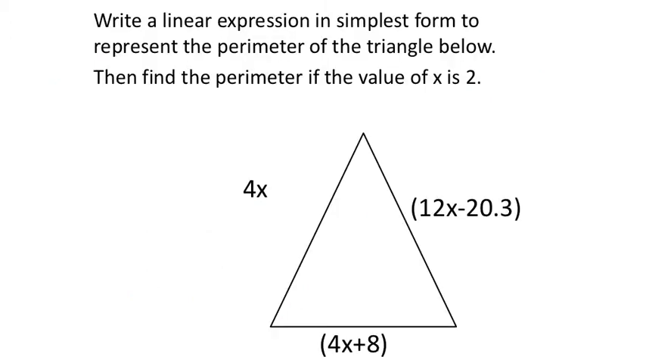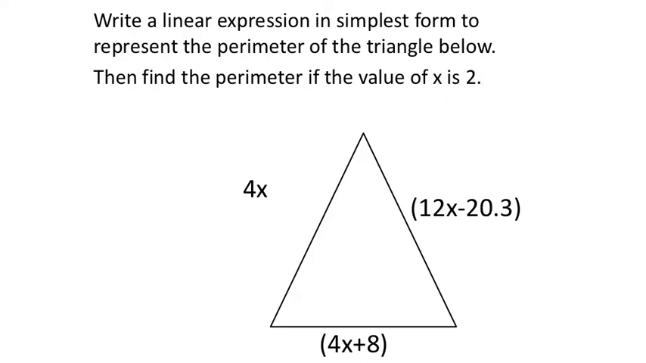So the problems that are like this on the assignment, it has 2 parts. Okay, so let's read this. Write a linear expression in simplest form to represent the perimeter of the triangle below. So that's one part. So we're going to find an expression. The second part says find the perimeter if the value of x is 2. So this goes back to, I think it was earlier in this unit, right, where we were evaluating expressions. It tells us the value of x that it wants.